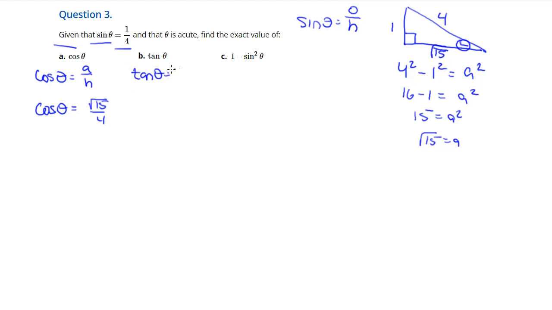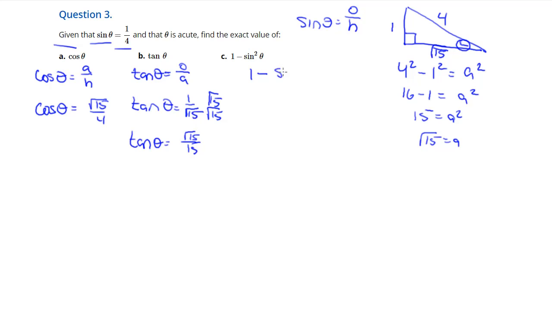The tangent of that angle is going to be the opposite over adjacent. It's going to be 1 over square root of 15. Now, typically, we don't leave a square root in the denominator, so we multiply both the numerator and the denominator by that to get rid of it.